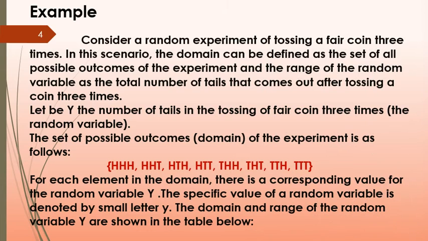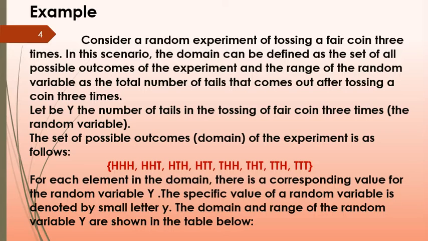Let us consider this example. We will be tossing a coin 3 times. In this scenario, the domain can be defined as the set of all possible outcomes of this experiment. The range of the random variable is the total number of tails that comes out after tossing a coin 3 times. So the domain is the set of all possible outcomes, and the range would be the values of those outcomes.